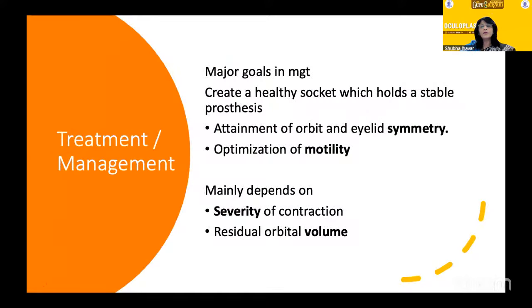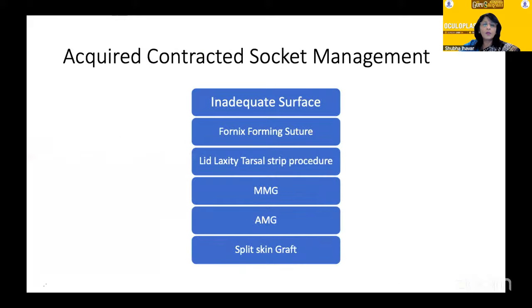Now, treatment, going on to the management part of the contracted socket. The major goals here are, of course, to create a healthy socket which holds a stable prosthesis. Then attainment of orbit and eyelid symmetry is a must. Optimization of motility, of course, so that the person in front doesn't know that you're wearing an artificial eye shell, and that is important for cosmesis. And this will mainly depend on the severity of the contraction and residual orbital volume.